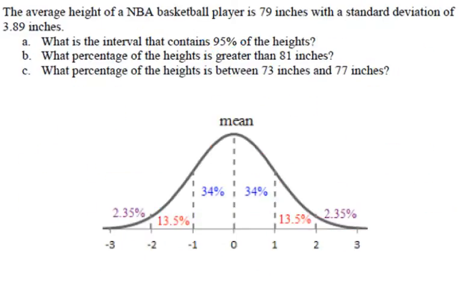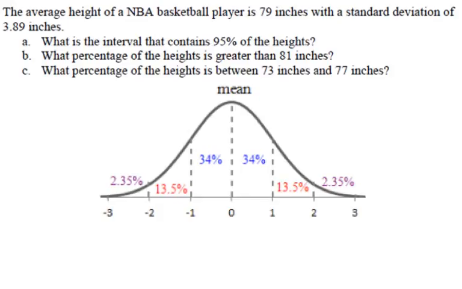Alrighty, so if we did this one, we'd do the same stuff. You'd take the same process. 95 would be 2 standard deviations away. So you'd start at 79 and then add and subtract 3.89. I'm not going to do this one because I think the 2 examples were probably good enough, and I want to save time so we can look at the other ones. But then you just find where 81 is, 73 and 77, and find those percents.